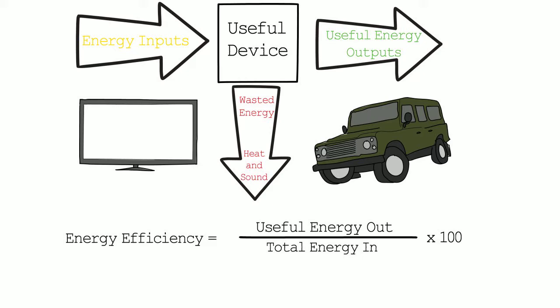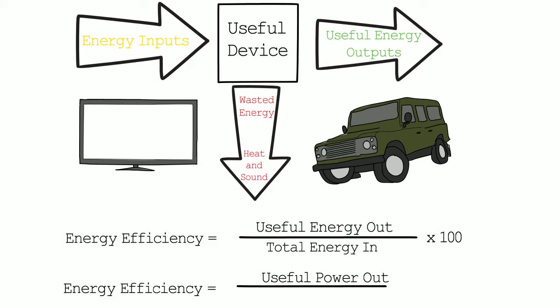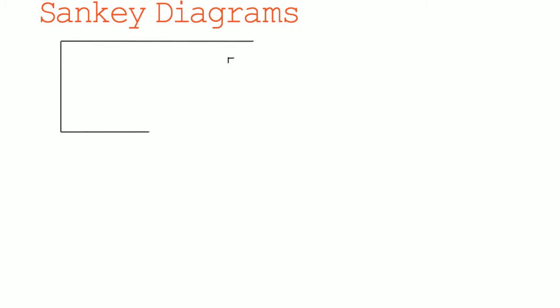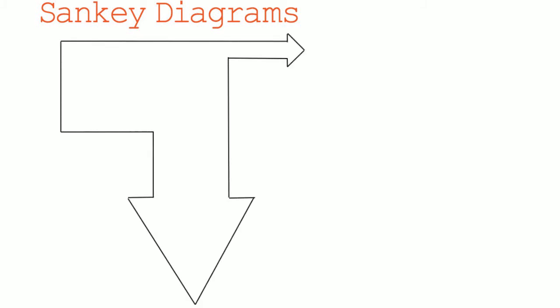If you do not know the energy inputs and outputs from the machine, but you do know the power inputs and outputs, you can still work out the machine's efficiency by using the following formula, which is energy efficiency equals useful power out divided by total power in times 100. We can use a Sankey diagram to show what proportion of the energy that goes into this useful device comes out as useful energy, and what proportion of the energy is wasted.